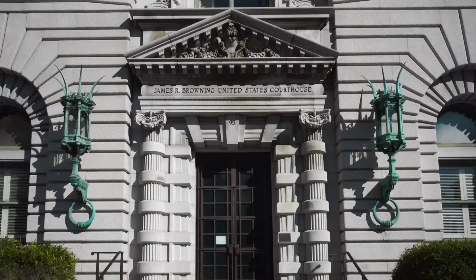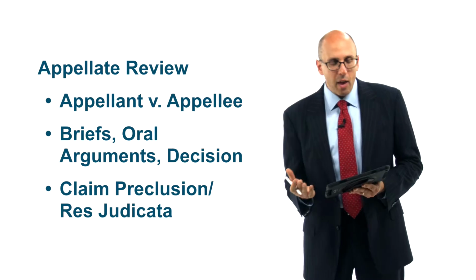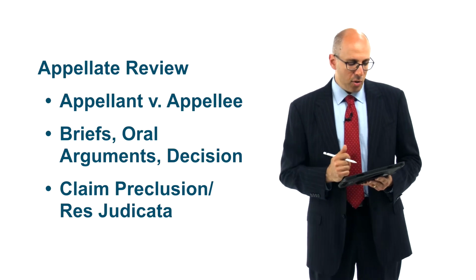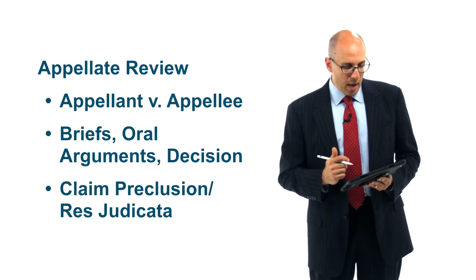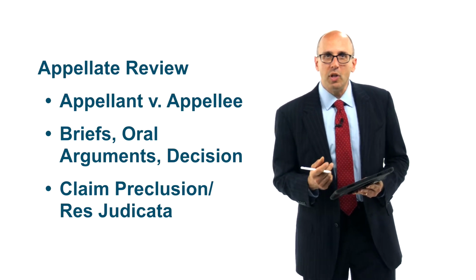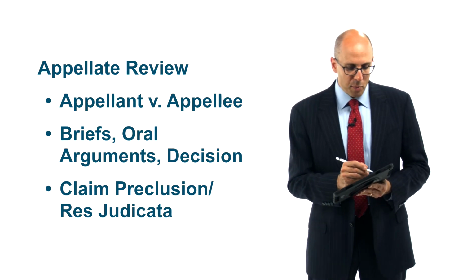This is a picture of an appellate courthouse. So let's just take a look at the way appellate review works. We already talked about how it is that appeals courts function, and what they can review. So I'll just briefly talk about the elements of the procedure.